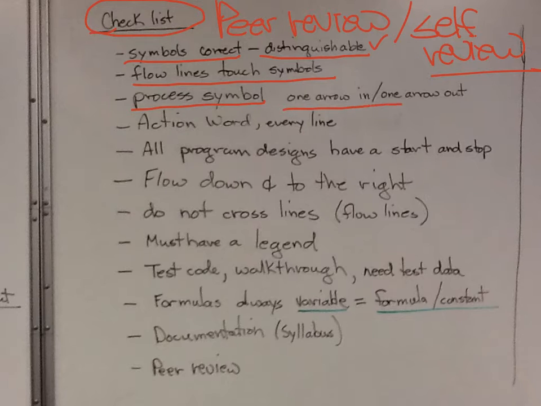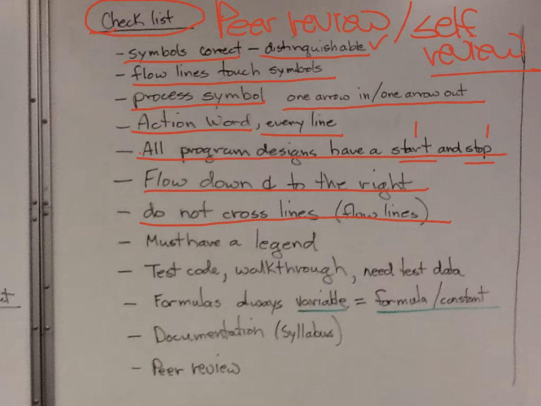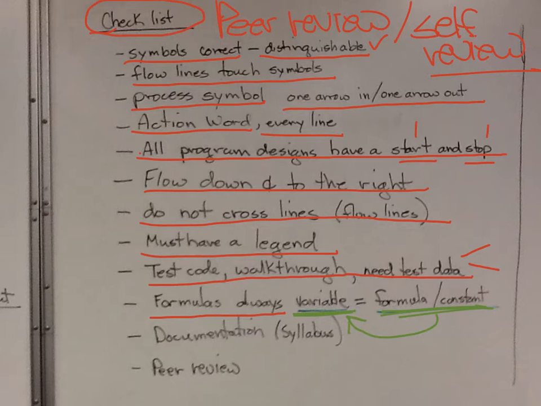Process symbol, we have 1 arrow in, 1 arrow out. Everything has an action word, every line. All program designs have to have a start and a stop, and only one of each. The flow should be down and to the right. Do not cross over any flow lines. Must have a legend. Test code walkthrough, need to test the data. Self-test, peer test. Formulas always. We've got the variable on this side, the formula on this side. We calculate over here and store it there.